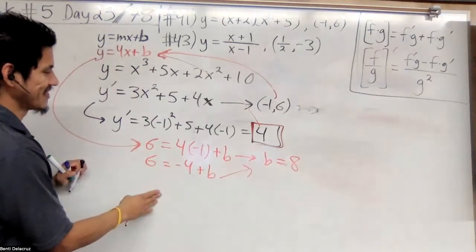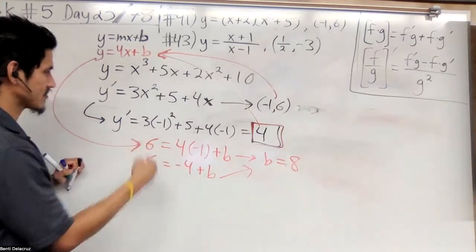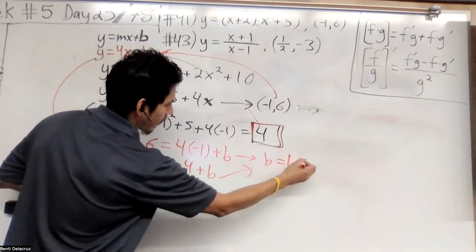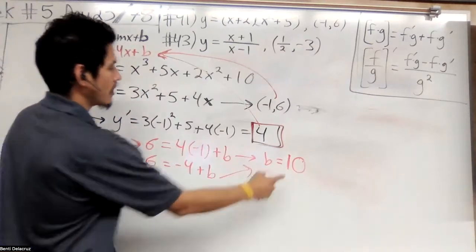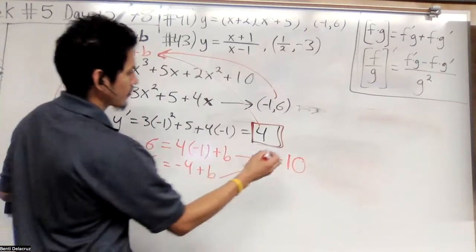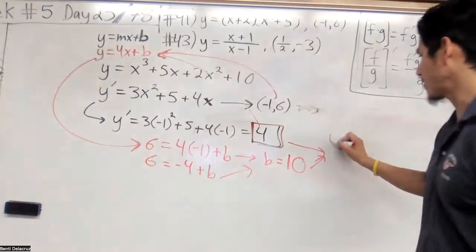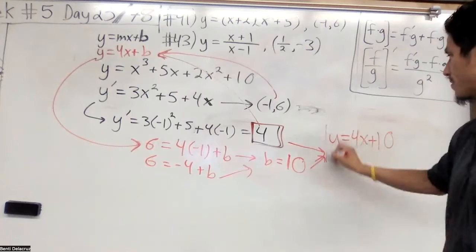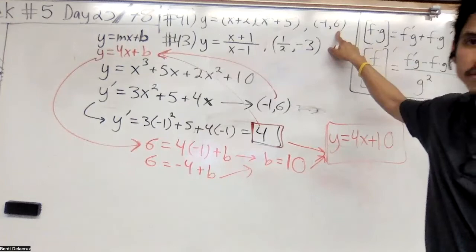No, that's wrong actually. There, that's why we check. 6 equals -4 plus b, so b will actually be 10, ladies and gentlemen. That's what I meant to say. Now I can go ahead and finish my equation and write it correctly as y equals 4x plus 10. Y equals 4x plus 10. That is the equation of the tangent line through the point -1, 6.